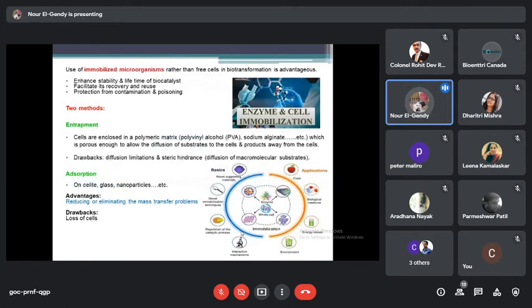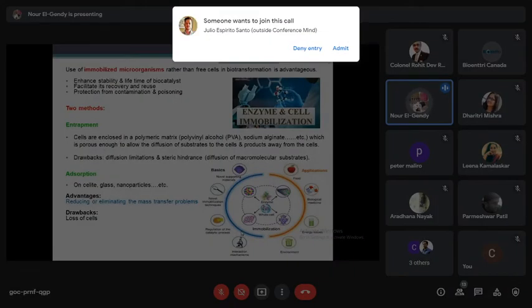The biological treatments have some drawbacks, which are the short lifetime of the applied biocatalyst, and also its ability to overcome the poisoning byproducts produced during the process. To overcome this problem, the solution is applying immobilization. Immobilization has two methods. One is entrapment in a polymeric matrix, which can be produced from waste, like alginate from algae and agar and carrageenan from algae, and it should be porous enough for diffusion of the substrate to the cells and the products away from the cells. The drawback of the entrapment method is the diffusion limitation and the steric hindrance for macromolecules.